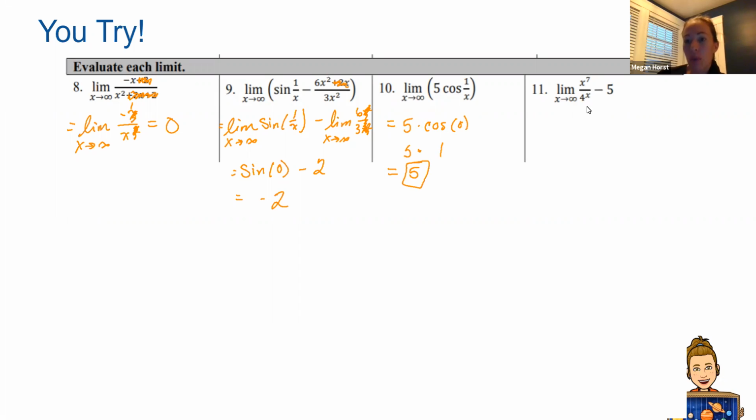Next up, I have a 4 to the x and an x to the 7. So we have to think back to that original chart. Just as a reminder, our exponential functions, when we have a base that's greater than 1, are always going to get larger at a faster rate than our polynomial functions. So my denominator here is getting larger at a much faster rate than x to the 7th. As a result, this is going to be like a billion, and this is like 1. So we have 1 over a billion, so that's approaching 0. So we have 0 subtract 5, which equals a negative 5.